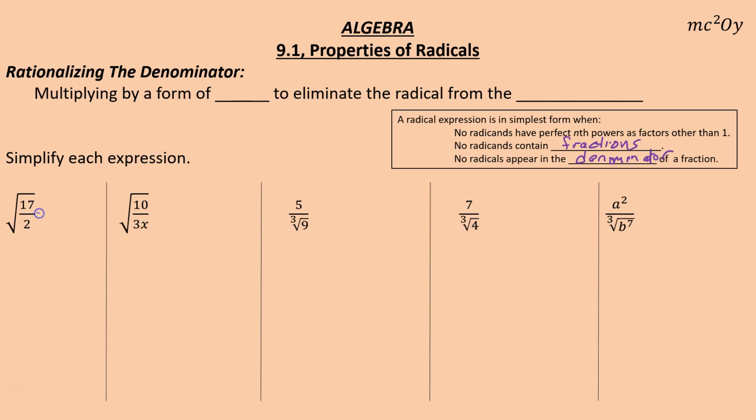So we would break this apart, right? We would just call this root 17 over root 2. All the ones we've done in the past have had perfect roots in the bottom. This one does not. So we still need to get the radical out of the denominator. The way we're going to handle that, we're going to take the root 17 over root 2, and we're going to multiply it by a form of 1 to eliminate the radical from the denominator. The form of 1 we're going to use is root 2 over root 2.